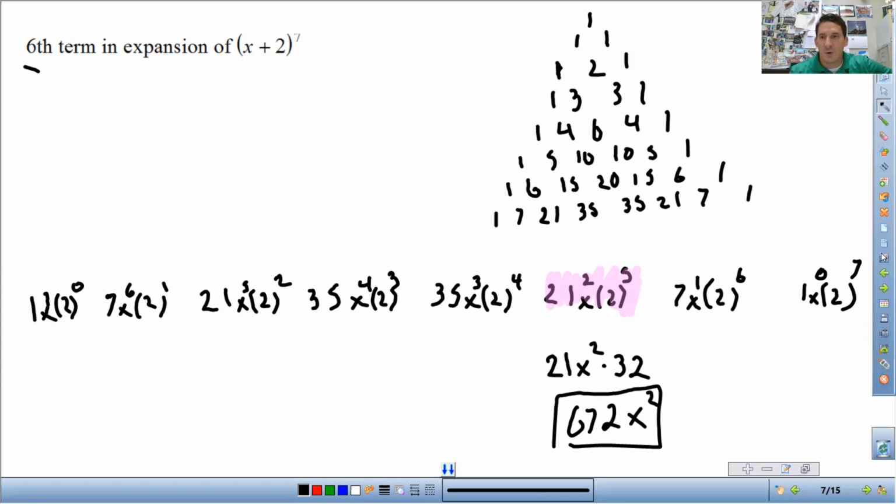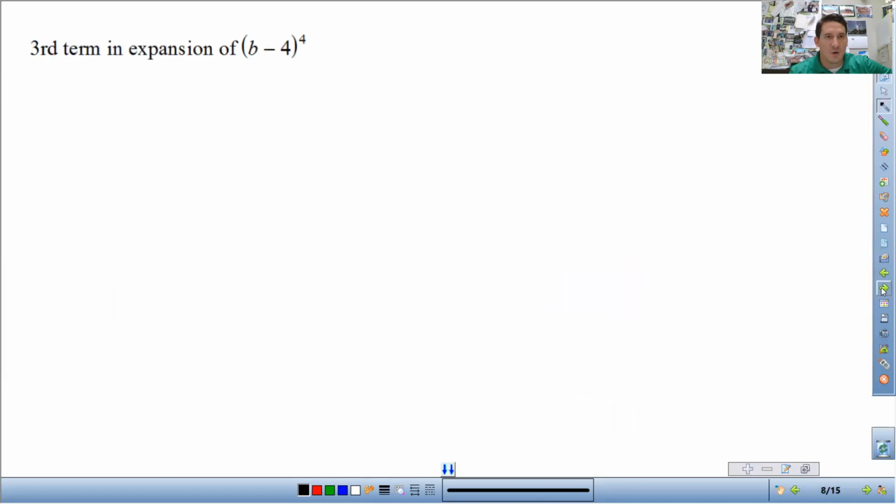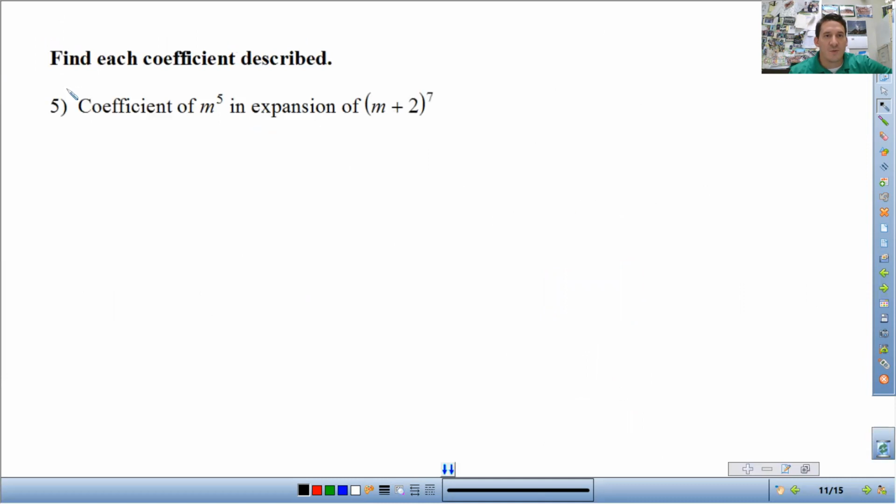So you're either finding a term or a coefficient. Actually, let's just do one more. I'm not going to do a term. Coefficient: what's the coefficient of m to the 5th in m plus 2 to the 7th?